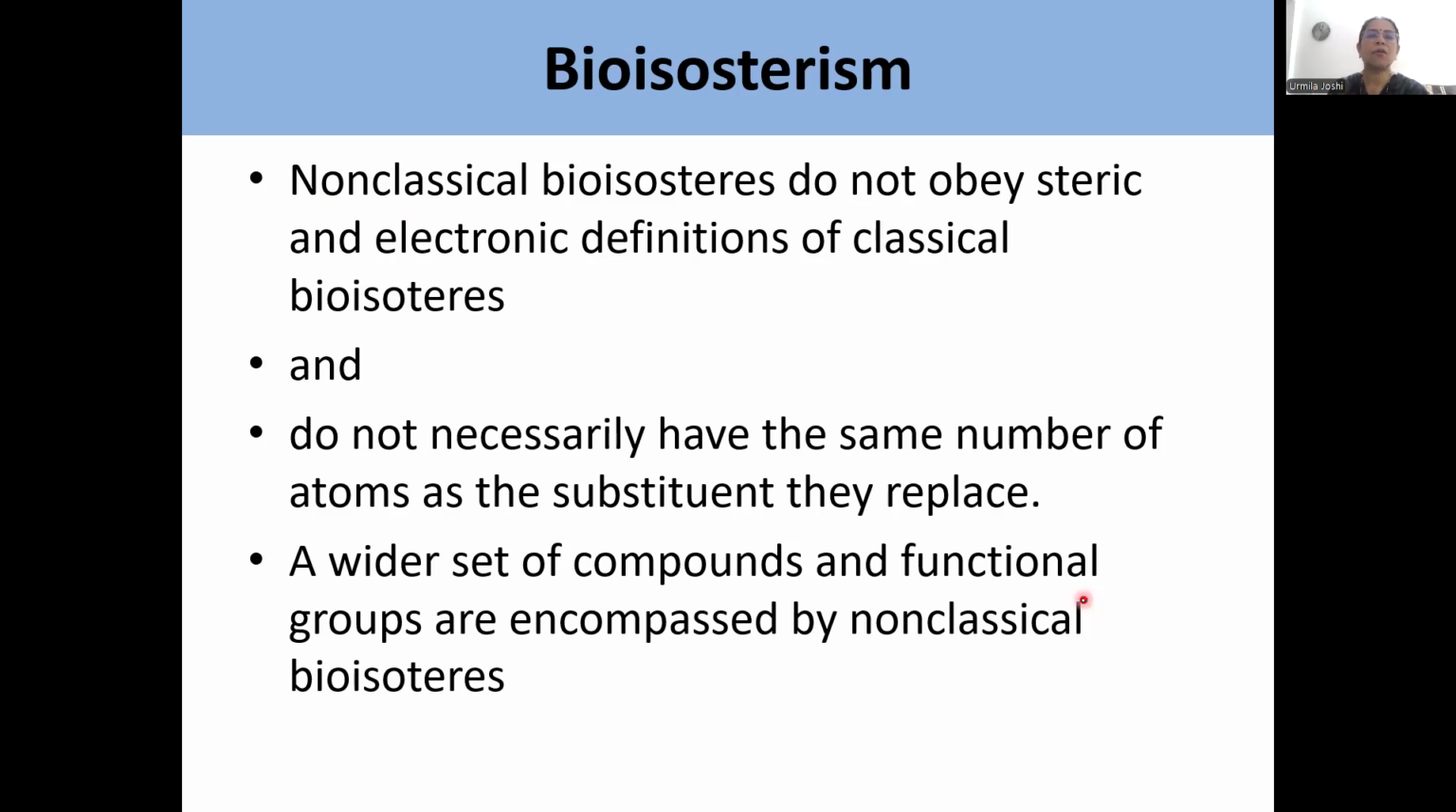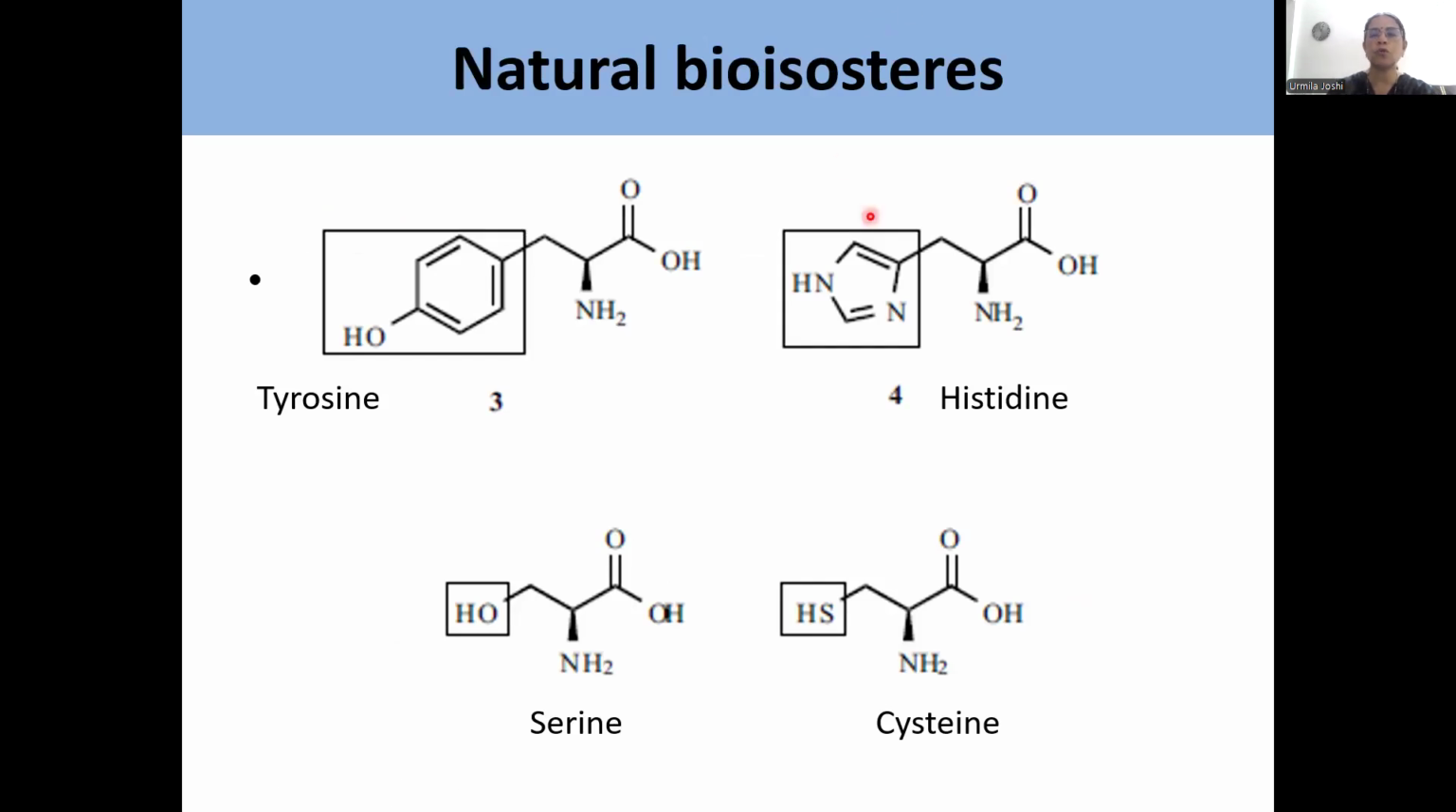So this takes care of your exam part, what to write. But for understanding purpose, and also for writing in the exam, let us see what are classical and non-classical bioisosteres. Serine, you know, has CH2OH as R. Cysteine has CH2SH. So this OH is replaced by SH.